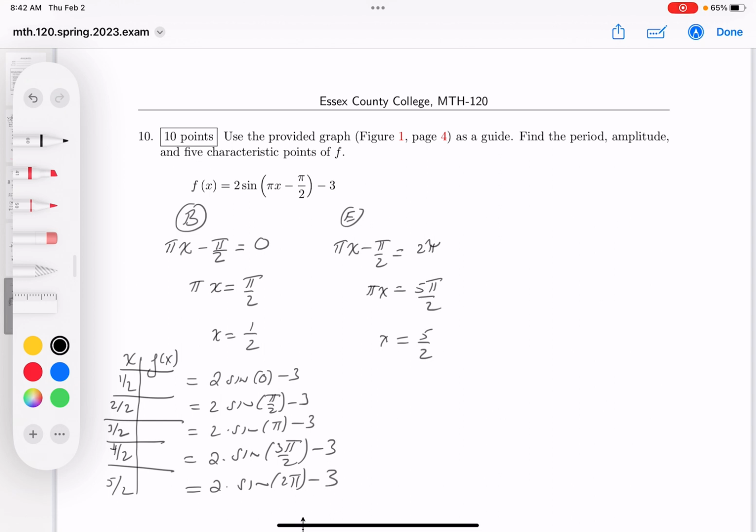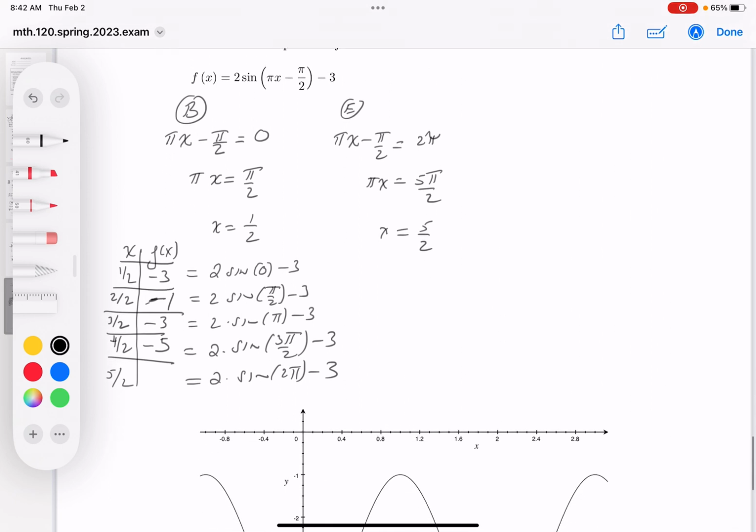Well, the first one, sine of 0 is 0. 2 times 0 is 0. 0 minus 3 is minus 3. What's the next one going to be? Well, sine of pi over 2 is 1, and 2 times 1 is 2. 2 minus 3 is minus 1. Relatively simple, isn't it? Sine of pi is 0. 2 times 0 is 0. 0 minus 3 is minus 3. The sine of 3 pi over 2 is minus 1, and 2 times minus 1 is minus 2, and minus 2 minus 3 is minus 5. And last but not least, the sine of 2 pi is 0, and 2 times 0 is 0, you get minus 3. All right? So I think I'm ready to write down the period.